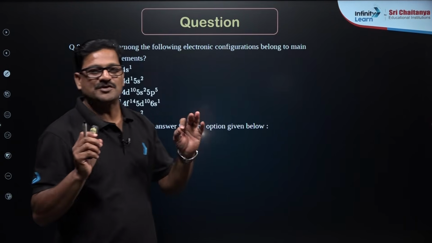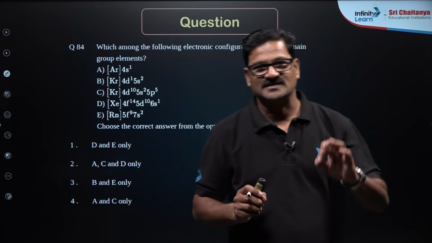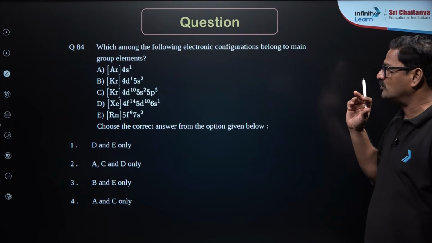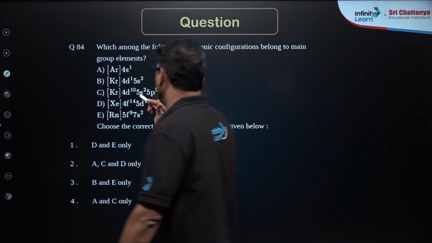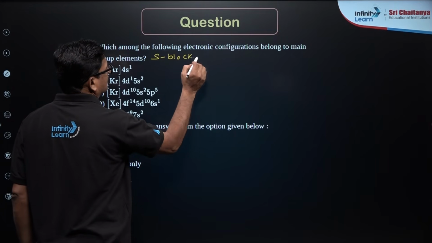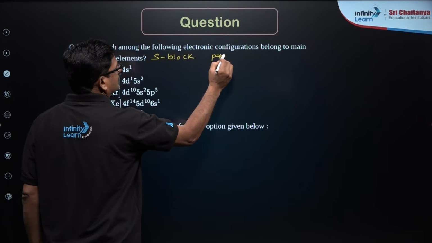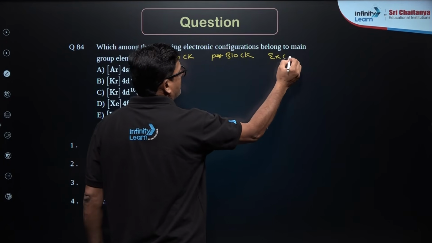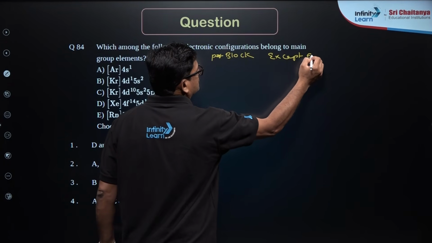Students, it is a question based on the periodic classification. It's a simple question. Which among the following electronic configurations belong to main group elements? Main group elements means all s block and p block elements except group 18.